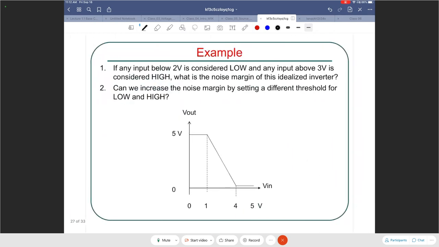Now let's do another example here. In this example, you are given the input-output characteristic, and you're also given two things that we need to start with, right? Two things that should be given information. So those two things are, any input voltage below 2 volts is considered low, right? And then any voltage that is above 3 volts is considered high. So those two things are given to us. Where are they? Well, one is probably right here, and one is probably right here. Say this is 2 and this is 3.